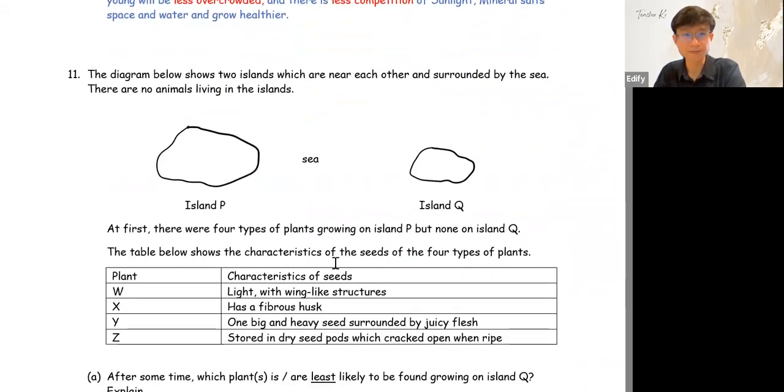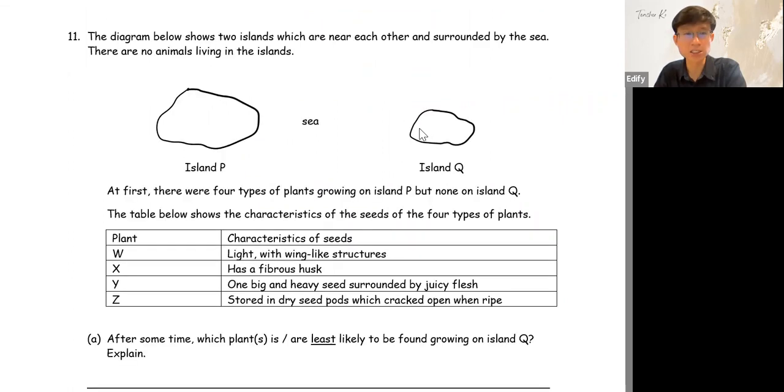All right. Question 11. The diagram shows two islands which are near each other and surrounded by the sea. There are no animals living on the islands. At first, there are 4 types of plants growing on P, but none on Q. The table shows the characteristics of the seeds of the 4 types of plants. After some time, which plant is least likely to be found growing on island Q?